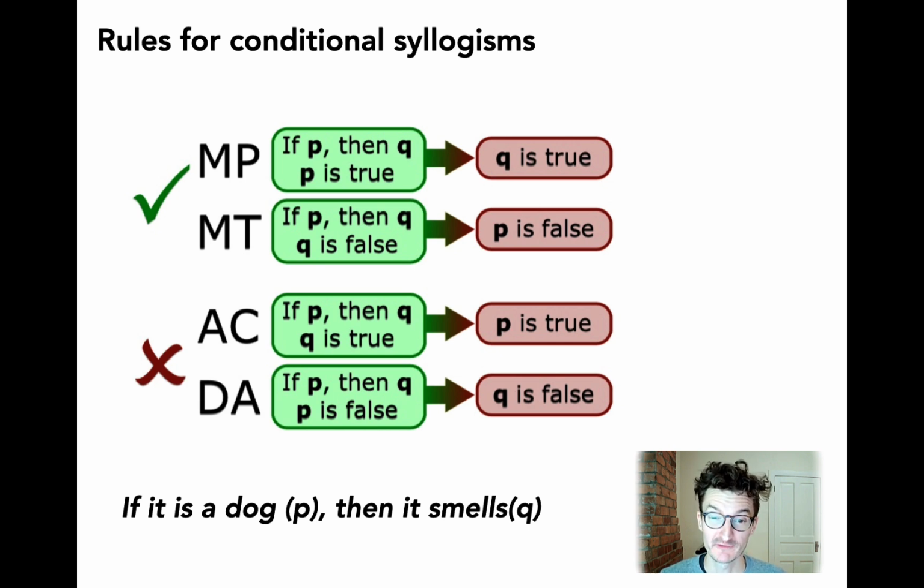So if Q is true, if it smells, it could be a dog, could be something else. If P is false, if it's not a dog, it could smell, it could not smell. And so we can use these rules to investigate whether humans solve problems logically.